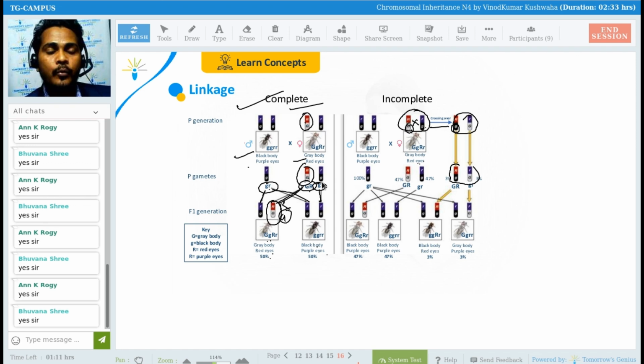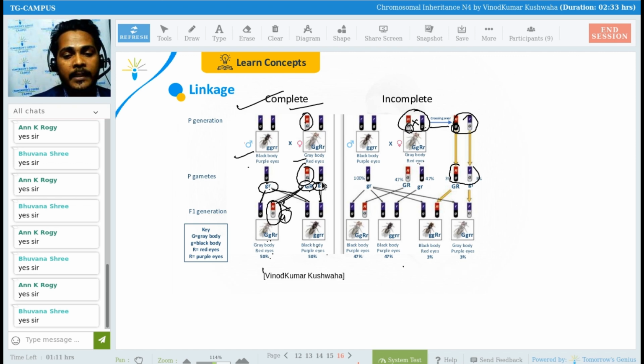Yes. So these are the two types of linkage, complete and incomplete linkage. So in complete linkage, you will get 50%, meaning 1:1 in F1 generations, or we can say 50%, 50%.